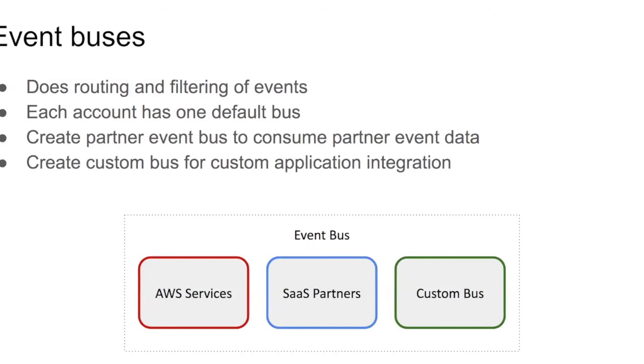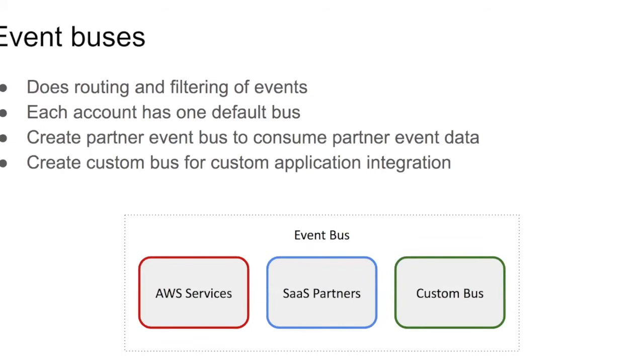So this defines the event bus into three different categories. One is the default, meant for AWS services. Second is meant for the SaaS partners. Again, this is only for the registered SaaS partners. You cannot have any SaaS partner of your choice.